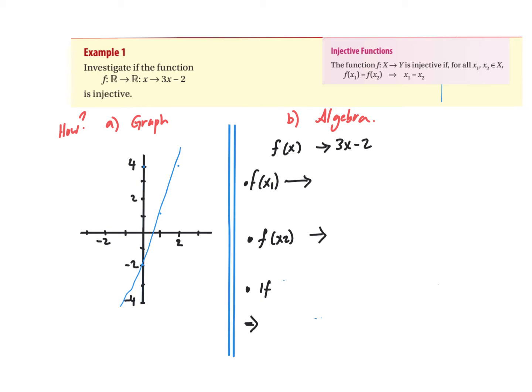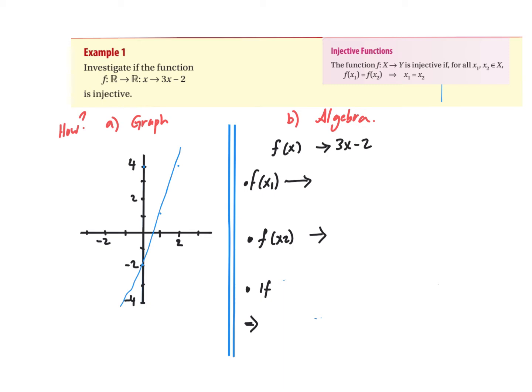Hopefully you can see that if we check this for the horizontal line test, wherever I draw a horizontal line on this graph, and obviously if I carried on up here, it will only go through at most one point. Therefore we can say that this is an injective function because it passes the horizontal line test.